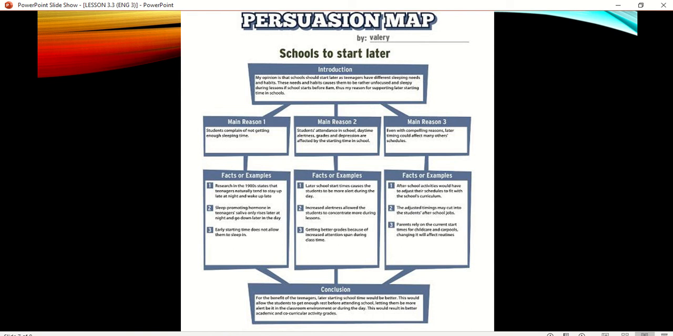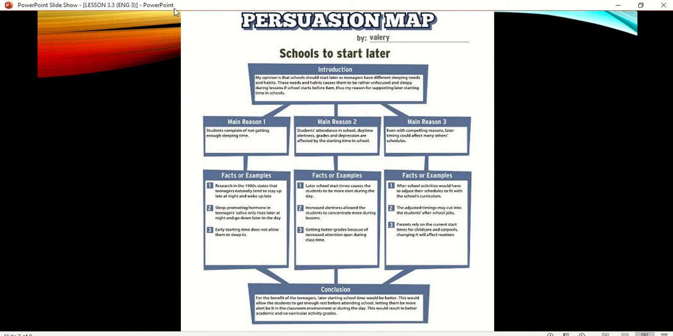So when we say persuasion map, just like here, you start with the introduction. In the introduction, you write your proposition. For example, your proposition is that school classes should start later, for example at 8 a.m., not 6 a.m. Okay, so that is your proposition.